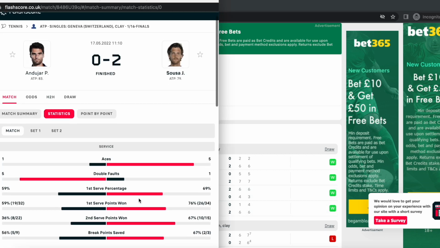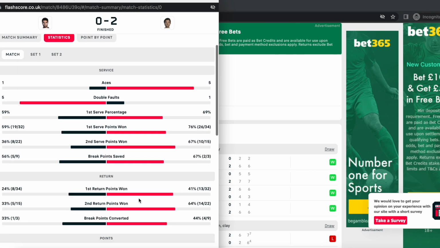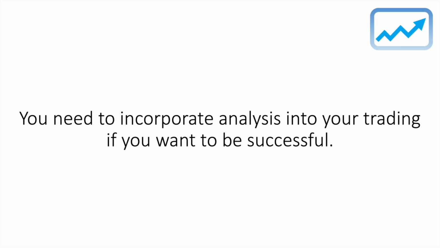Now, first off, let me just put it out there that if you do want to be a successful tennis trader, or indeed any type of trader, then you do need to incorporate some degree of analysis into your trading. If someone tells you otherwise, well, that's up to you whether you believe them or not. The proof is in the pudding. I'm a full-time tennis trader and have been for around 15 years now.